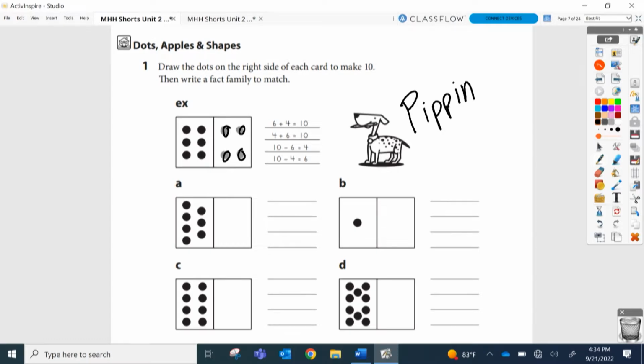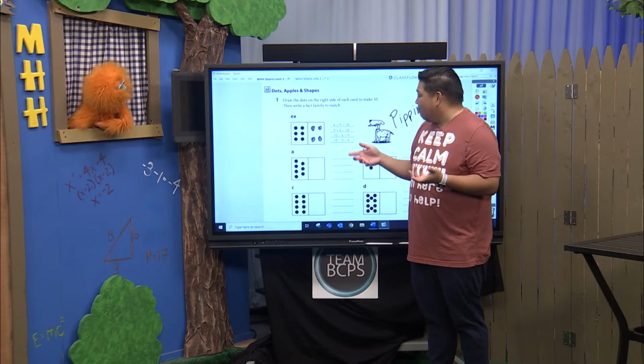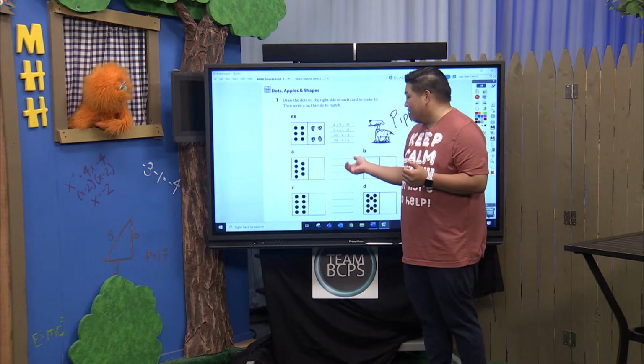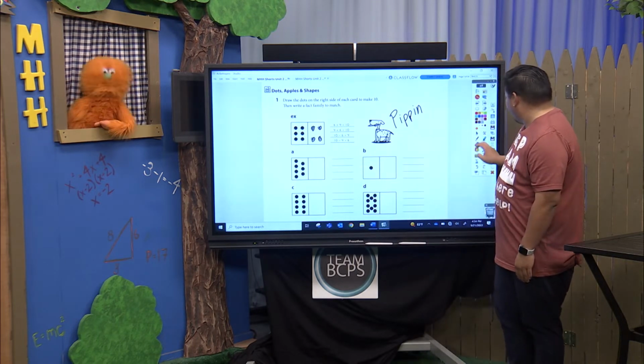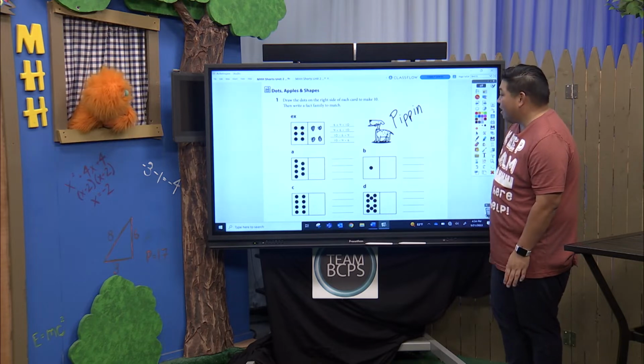6 plus 4 is 10. 4 plus 6 is 10. 10 minus 6 is 4. 10 minus 4 is 6. So we're going to do the rest of these for A, B, C, and D. This is pretty complex stuff, but it sounds fun.